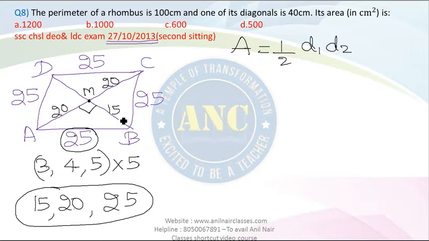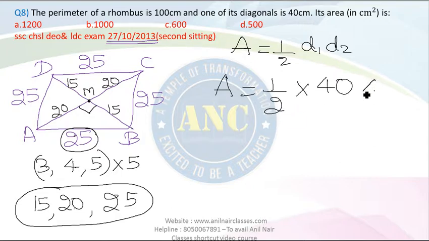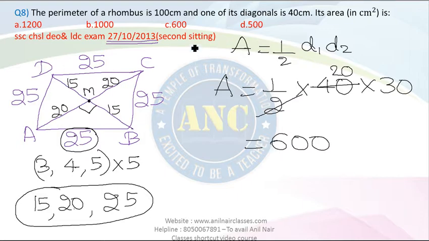If MB is 15, MD also will be 15. So BD will be 15 plus 15, 30. So it is half into, one of the diagonals is 40, other diagonal is 30. So this is 20 into 30, which is nothing but 600 square centimeters, which is option C. I hope this kind of methodology is very clear for you people, sir.